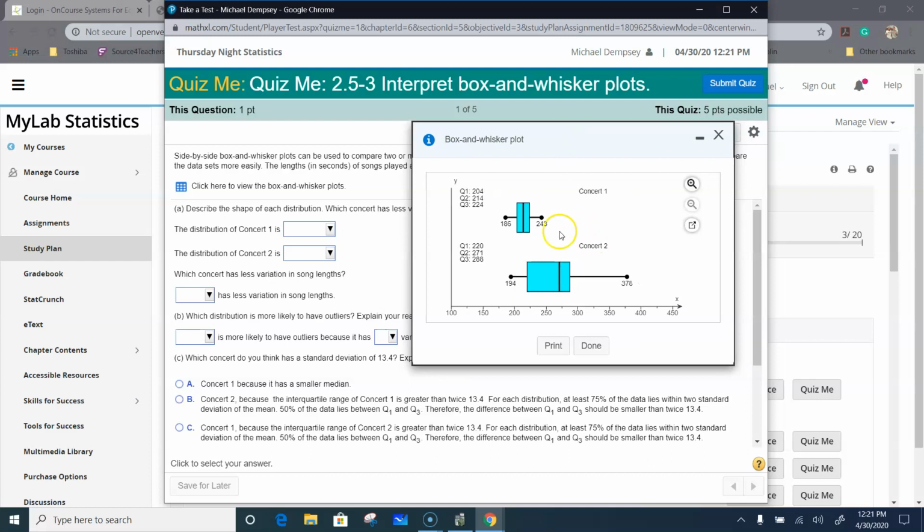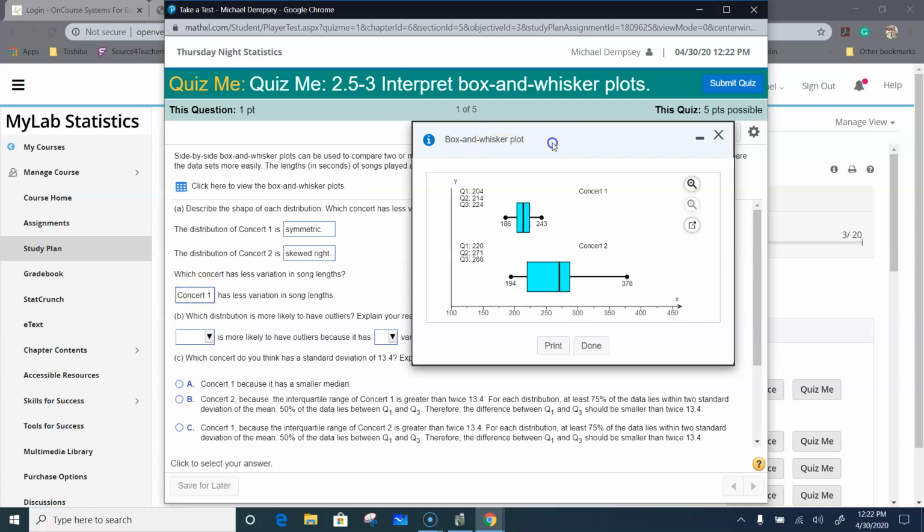So before I do anything, I can see the lengths of the songs at Concert 2 generally tend to be longer than the lengths of the songs at Concert 1. Right? They have a higher median, higher center, but the lengths of the songs at Concert 1 seem to have less variability. They're a little bit more consistent. So the distribution of Concert 1 is definitely symmetric. Okay. Concert 2, we could say, is a little bit skewed to the right. It kind of has a long tail to the right, so we'll see if skewed right is okay for that one. Which concert has less variation in song lengths? Definitely Concert 1.